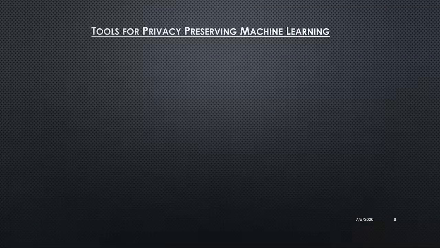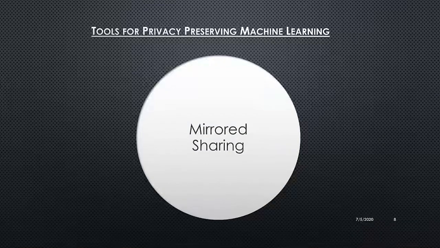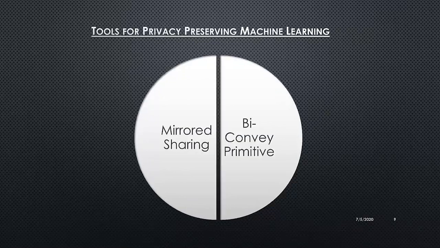Now, what are the tools that you require to build such a privacy-preserving machine learning setup? In our case, first we'll talk about mirrored sharing. This is a new sharing format that helps us achieve guaranteed output delivery. Next is the bit-to-convey primitive. This is the most crucial building block that helps us build other protocols for privacy-preserving machine learning.